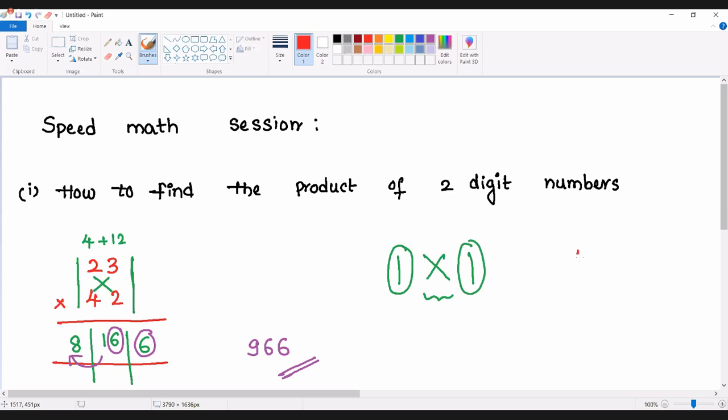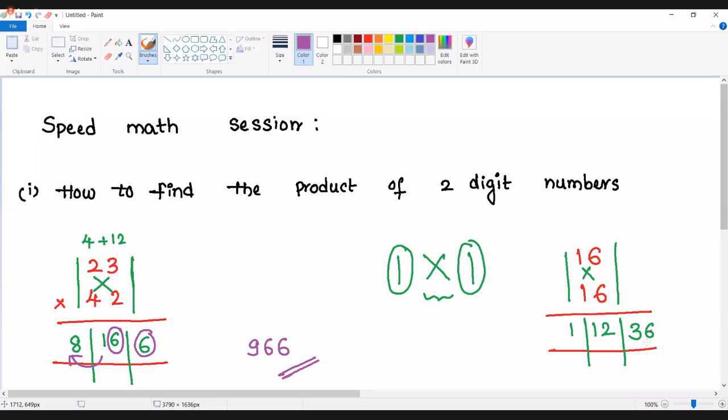Let me take one more simple question so that you will understand better. 16 into 16 is there. You very well know the answer for 16 into 16 is going to be 256. Let's try to understand how we can get it by using the IXI method. I is nothing but the product of unit digits. 6 into 6 gives a result equal to 36. 6 plus 6 gives a result equal to 12. And then I indicates the product of tens digits. 1 into 1 is going to be 1.